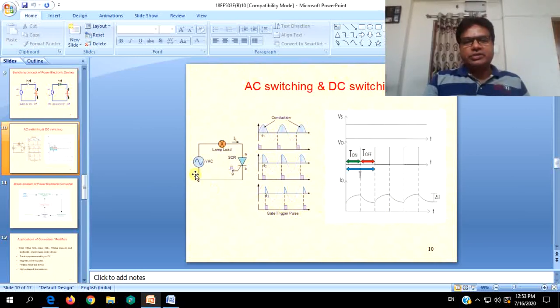For the case of DC switching, when the source is DC, you will keep the switch on for a required turn on time, and keep it off for some other time as required by the load. The total time period is divided into turn on and turn off times. During turn on the current will increase, during turn off the current will decrease, and the total effect on the average load current flowing is taken into account. This is how power electronic devices are used as switches by proper turn on and turn off control.